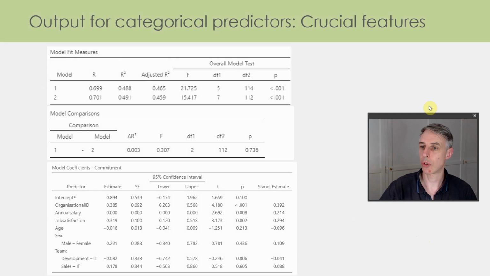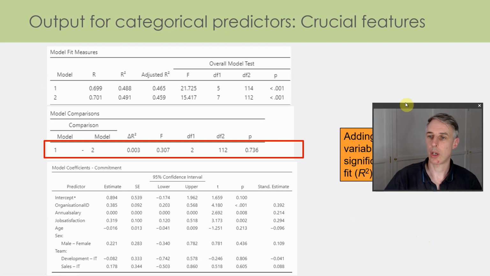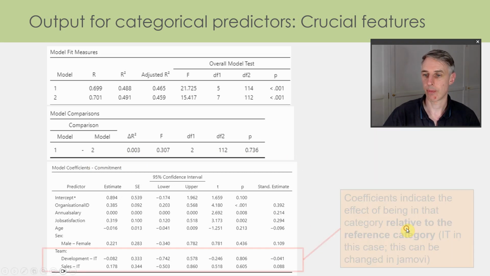So let's just pick out a few of those key bits of information again. We've got our model comparison table showing that adding department or team as a variable does not significantly improve the model fit. Less than 1%, a 0.3% increase in variance accounted for, which is very clearly not significant. So team as a whole, department as a whole, doesn't seem to predict commitment to the organization.